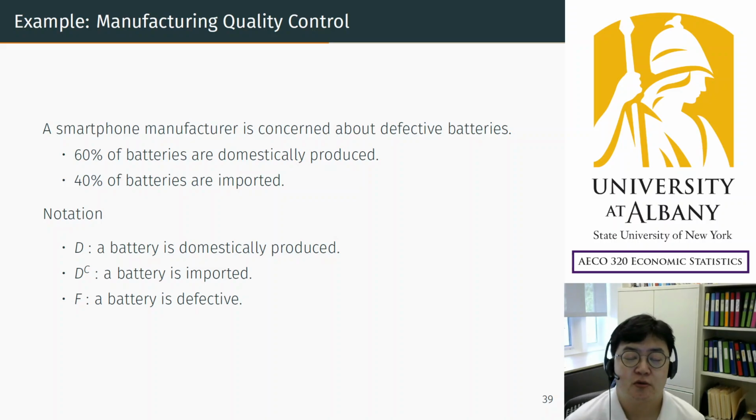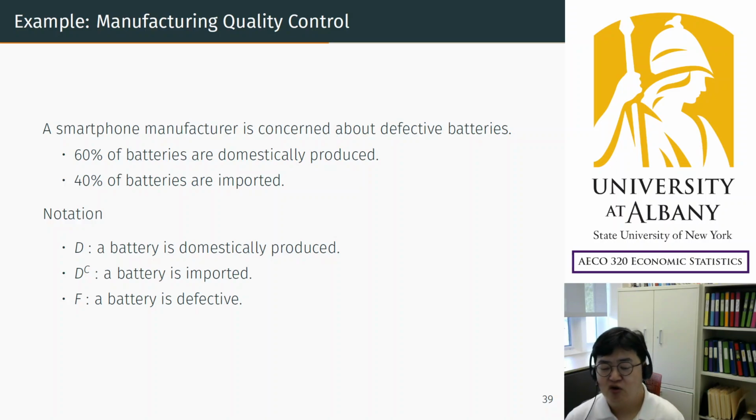Hello. So as I said at the end of the previous video, from here, we are going to study how to convert conditional probability into the joint probability distribution. So I'll consider another example.